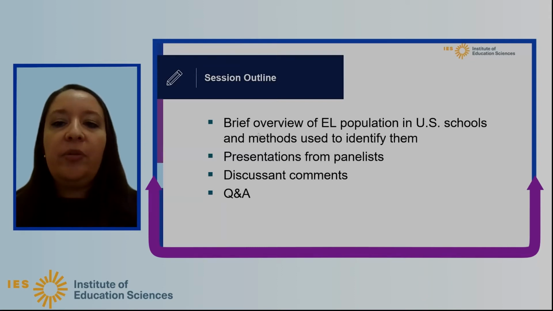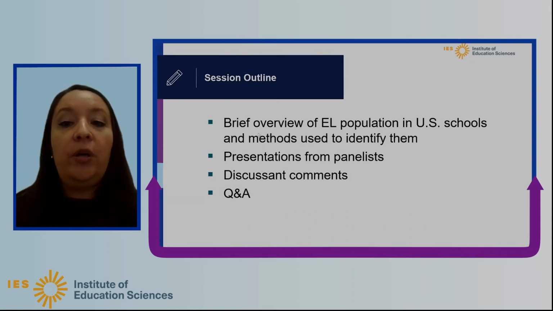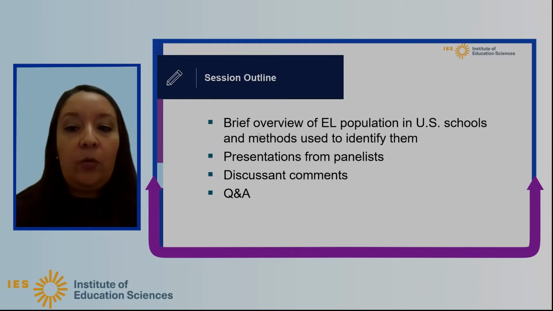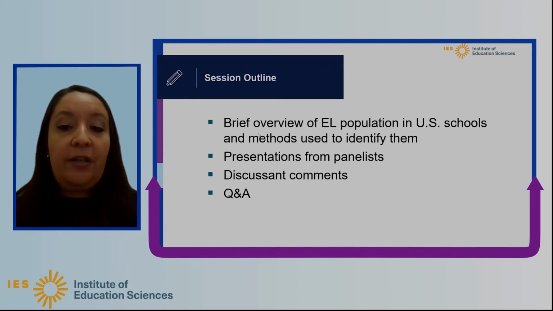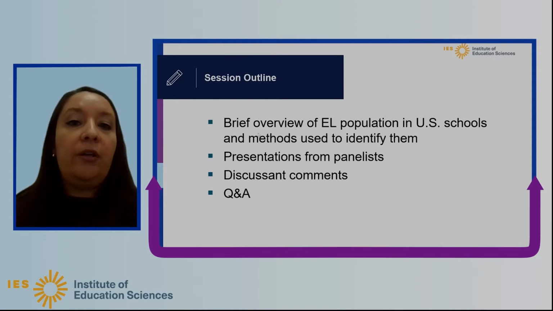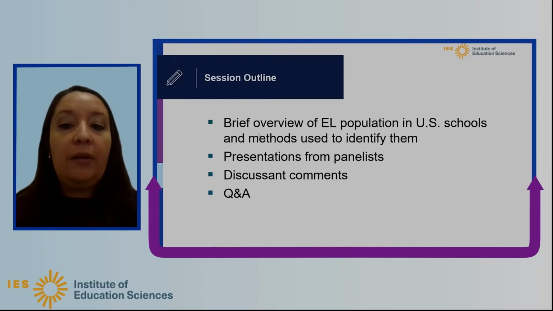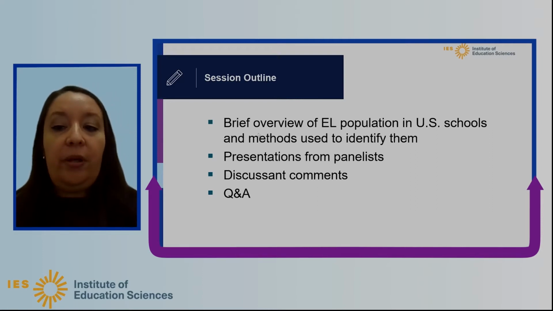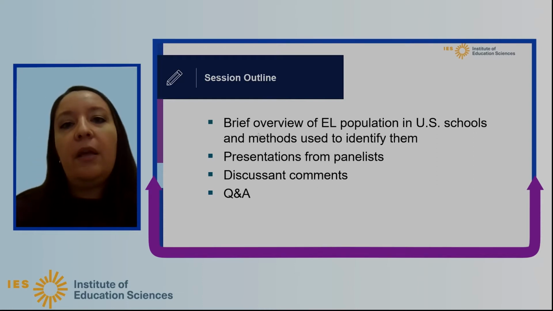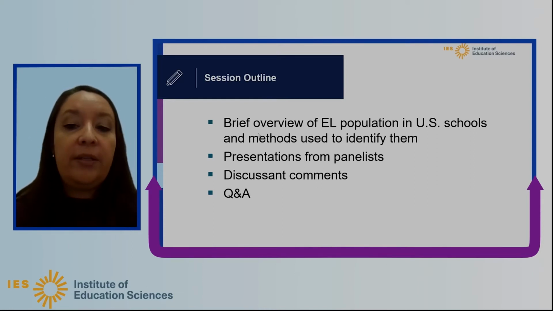Before we go into the individual presentations, we want to start with a brief overview of the EL population, the methods used by researchers and school systems to identify ELs, and the implications of using these methods. Consistent with the meeting theme centered on advancing equity and inclusion, we argue that attention to the methods used to identify ELs is of critical importance for ensuring valid research and appropriate practice and policy efforts that promote equity for ELs, regardless of whether researchers' primary focus is centered on ELs. After this brief overview, we'll move into the panel presentations, followed by the discussant comments and Q&A.